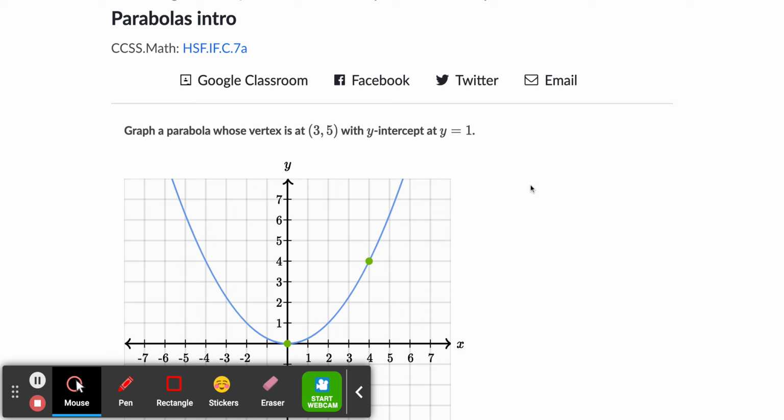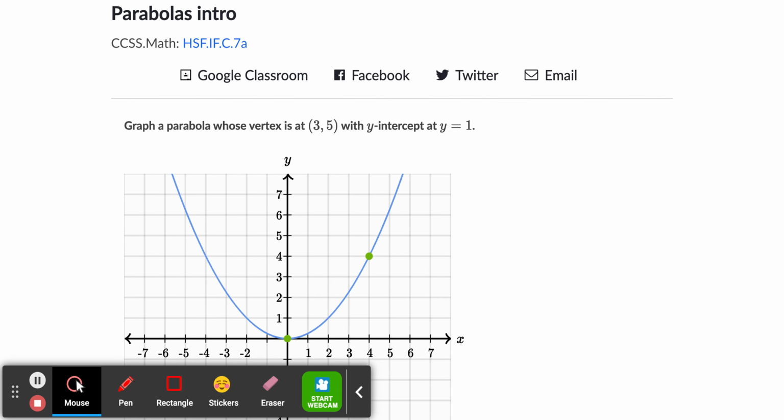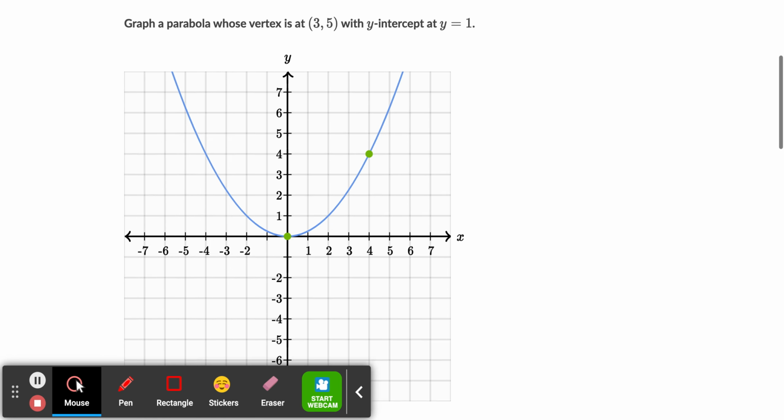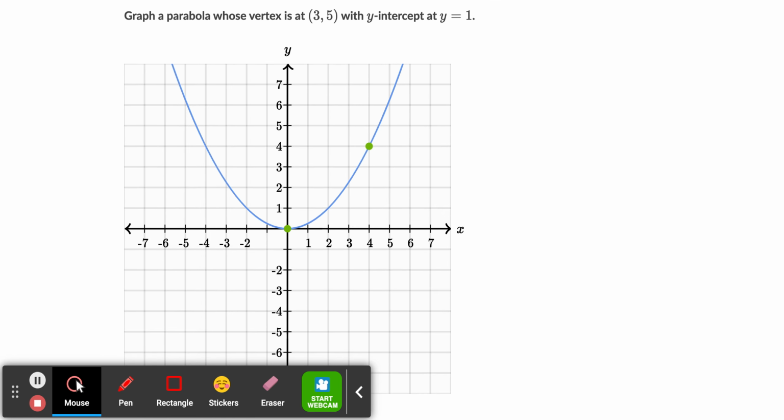So there's going to be a lot of vocabulary. Once you kind of have your vocabulary established, the problem shouldn't be too hard. So here we have: graph a parabola whose vertex is at (3, 5) with a y-intercept at y equals 1. Okay. So your vertex is going to be either the lowest point or the highest point. It depends how your parabola is shaped.